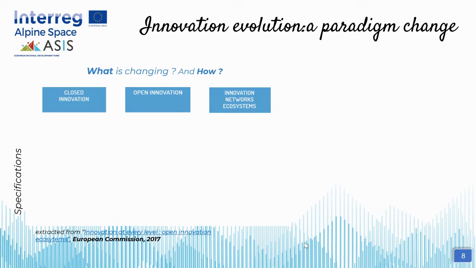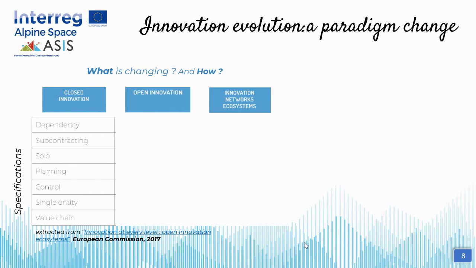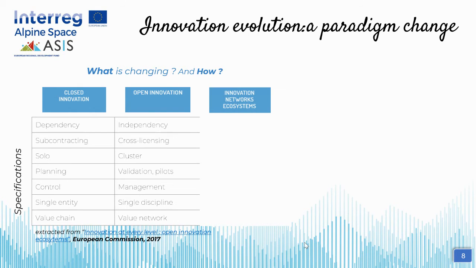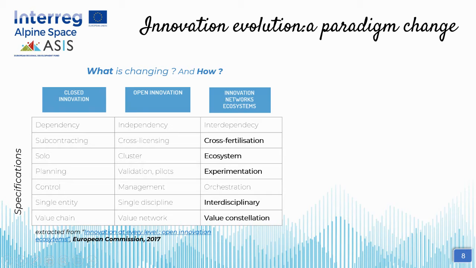This evolution is often referred to as a paradigm change. What is changing and how? The same European Commission report compares the main characteristics of the 3 types of innovation: closed innovation, open innovation, and innovation networks. Here, on this 3rd line, for example, if solo is the rule in closed innovation, cluster becomes the mode of cooperation in open innovation, and ecosystem becomes the reference in today's or tomorrow's innovation.